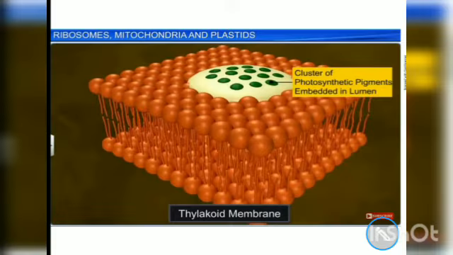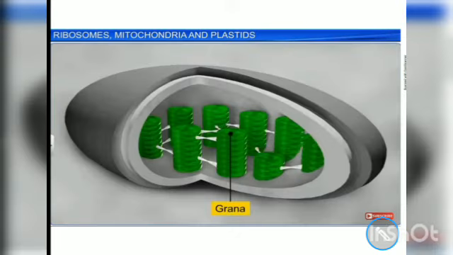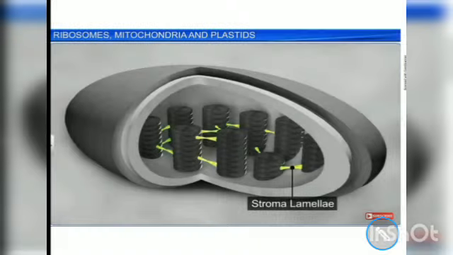Then we come to the next. Look here, this is the cluster of photosynthetic pigments present in the chloroplast. This is the thylakoid membrane, and the thylakoid membrane is also made up of lipid bilayers. And look here, you can see the grana.